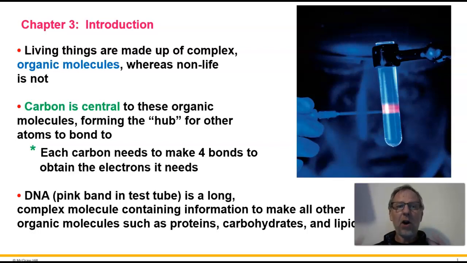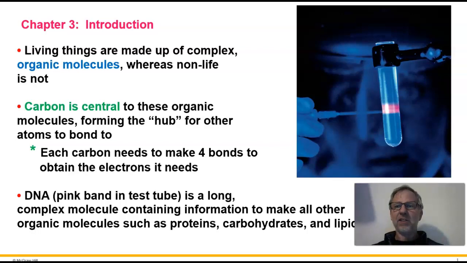But as I was saying, carbon is the element that forms the hub of these molecules. You should remember from chapter 2 that carbon atoms need 4 electrons to fill their second shell. So they need to make 4 covalent bonds to get those electrons. This allows multiple atoms to attach to carbons and make big complex molecules. You'll see examples of this as we go on in this chapter.